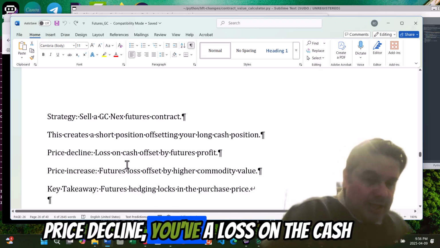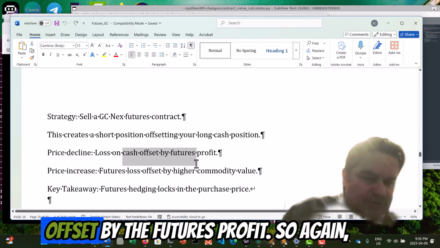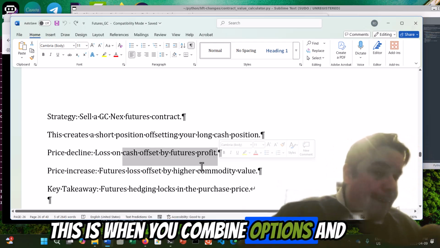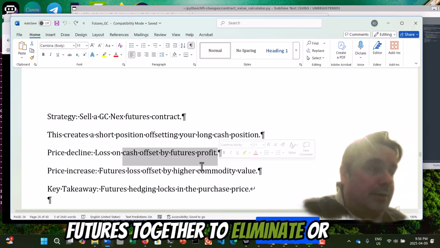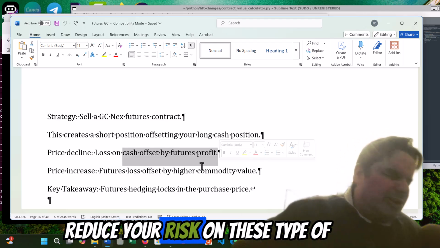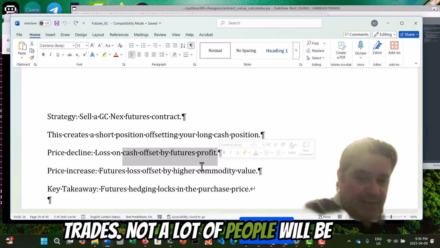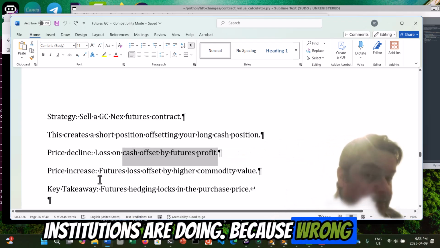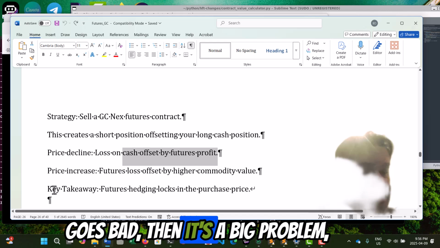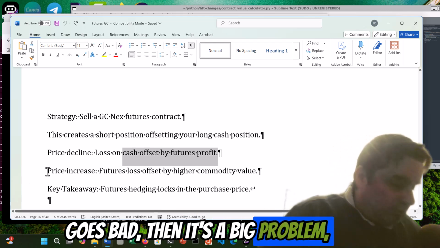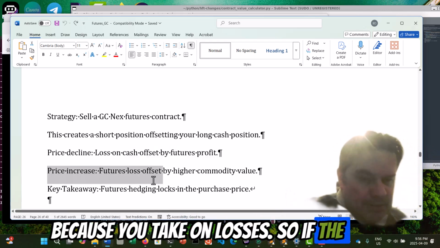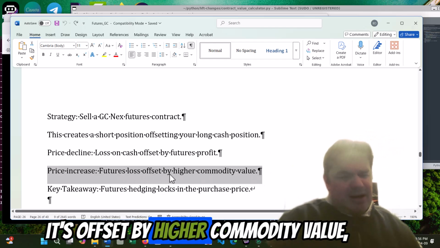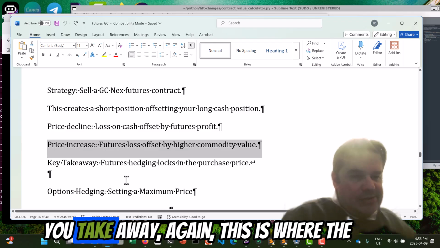So if you have a price decline, you have a loss on the cash offset by the futures profit. So again, this is when you combine options and futures together to eliminate or reduce your risk on these types of trades. Not a lot of people will be willing to do this, but this is what the institutions are doing. If it goes wrong, then it's a big problem because you take on losses. So if the price increases, your futures lose, but it's offset by higher commodity value.